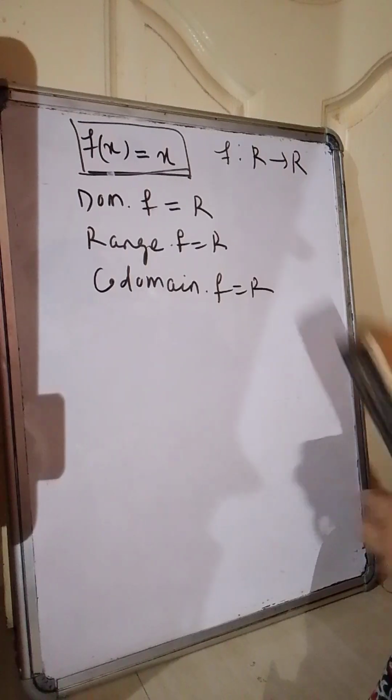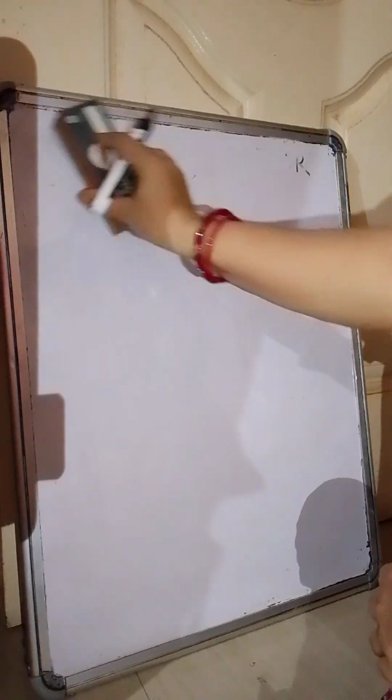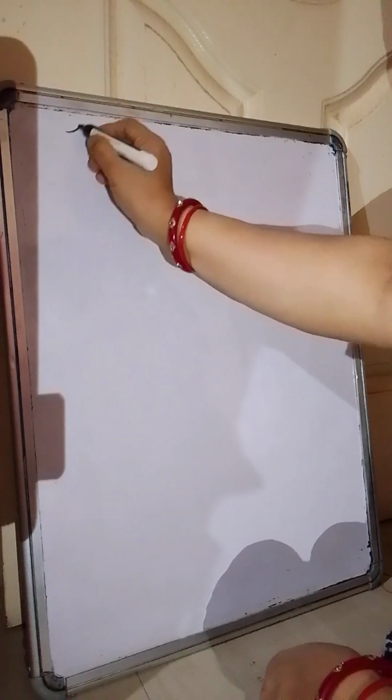After this, we also discussed the graph of the function. What is the graph of an identity function? The graph of an identity function is a straight line passing through the origin. In the previous class we discussed how to draw the graph. After that, we also discussed the constant function.